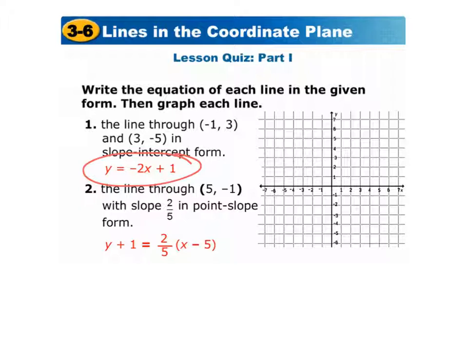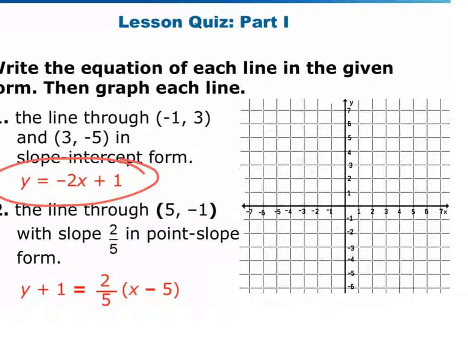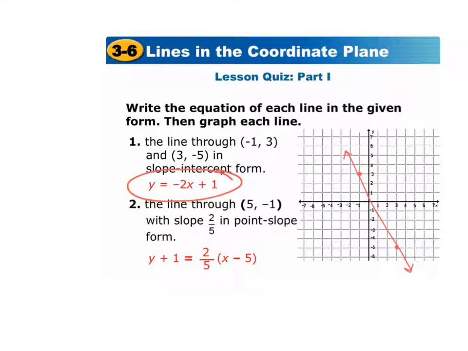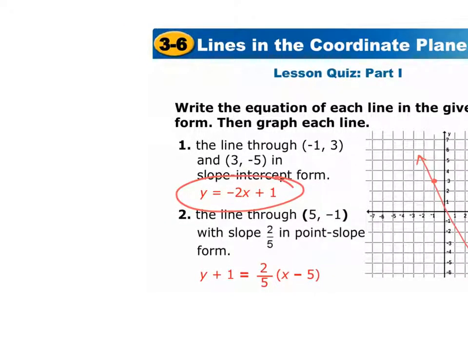Okay, so we have the line through (-1, 3) and (3, -5) in slope-intercept form. So we can graph these points, (-1, 3) and (3, -5), and we can just put a line right through them. So that's the graph of number 1. It gives us 2 points, but we need the slope.